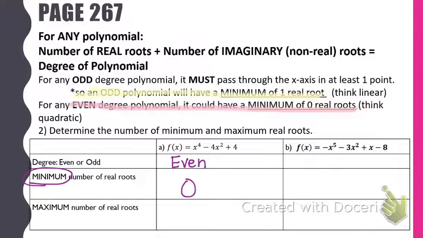All even degrees have a minimum of 0. The maximum for any function is going to match the degree, which again is your highest exponent. So the highest exponent is 4, so my maximum is 4.